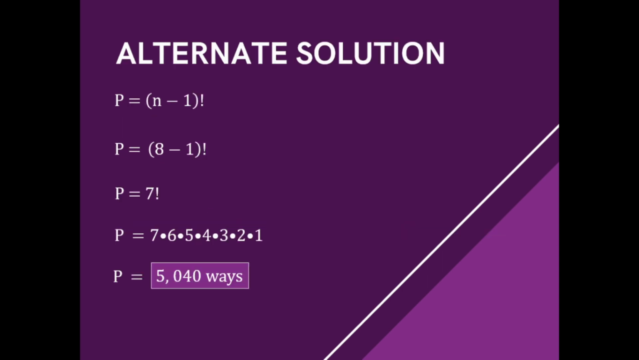We can double check our answer by using the following simplified formula. P = (n minus 1) factorial. By substitution, we have (8 minus 1) factorial. 8 minus 1 is 7, so we have 7 factorial, and that is 7 times 6 times 5 times 4 times 3 times 2 times 1, that is 5,040 once again. Hence, they have 5,040 ways to be huddled in a circle.